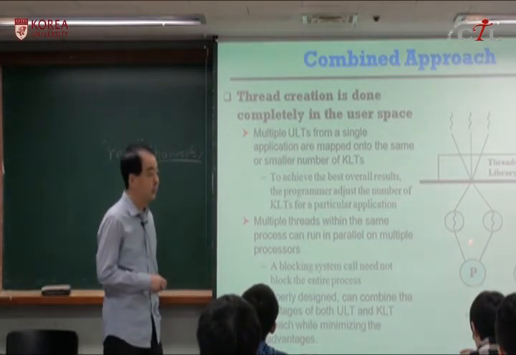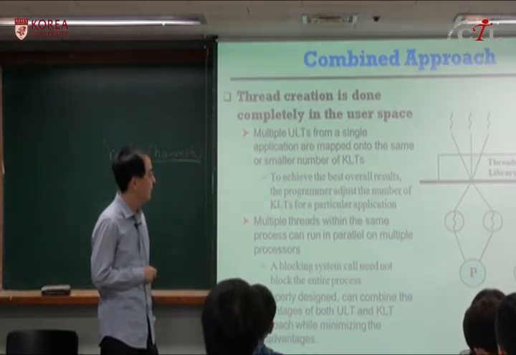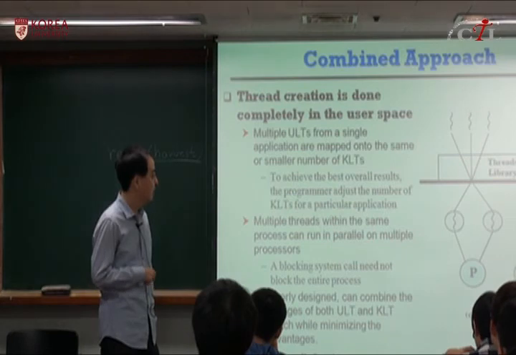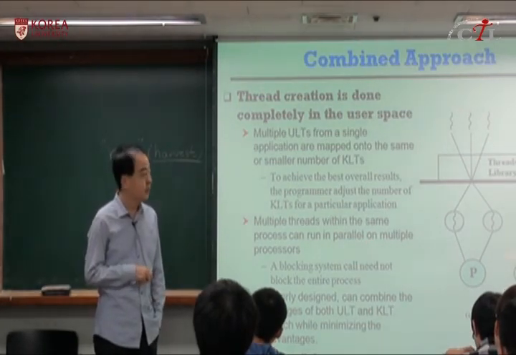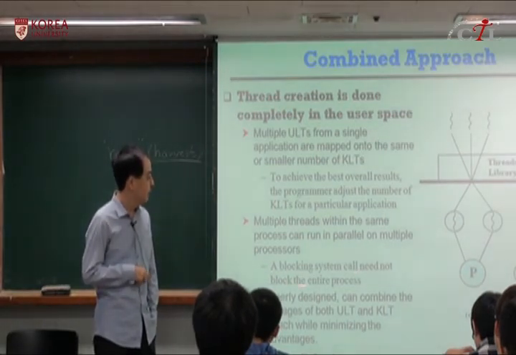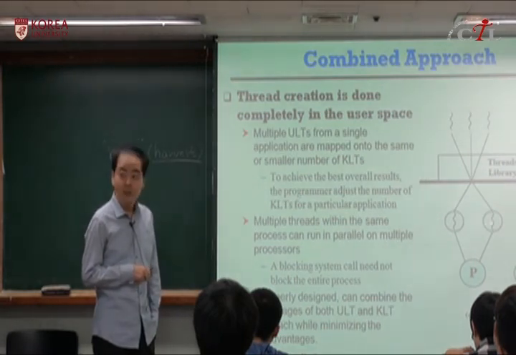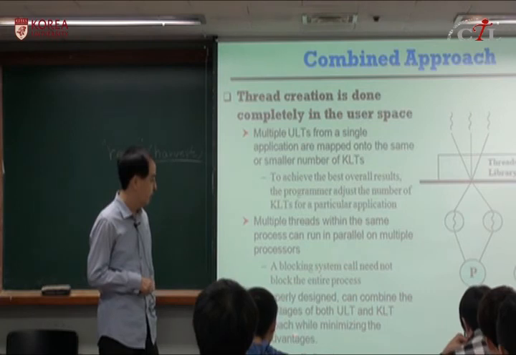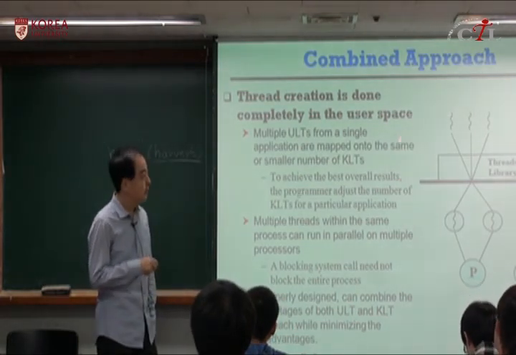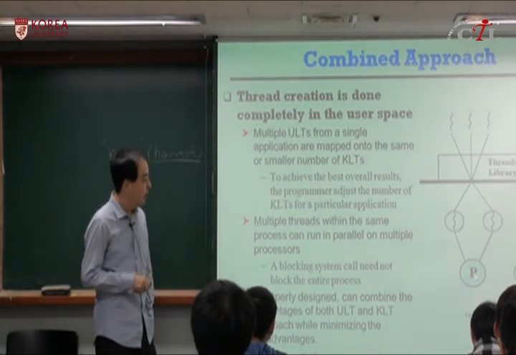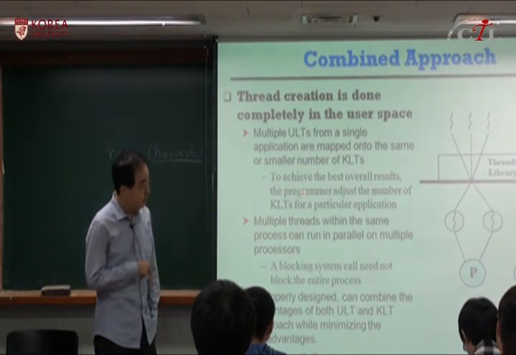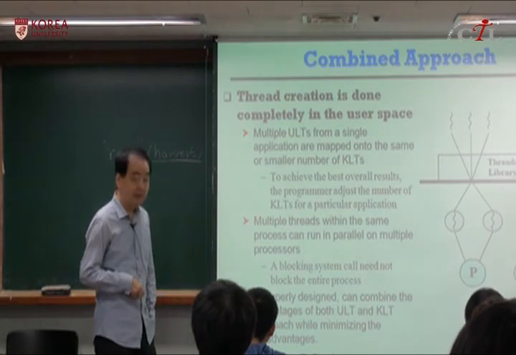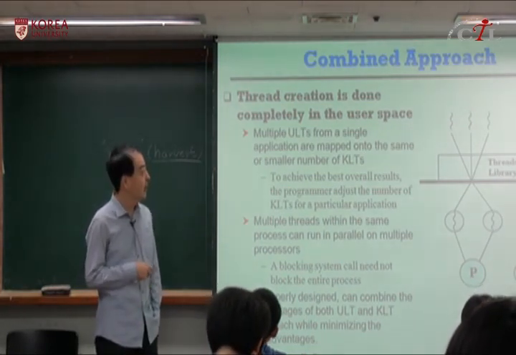Okay? And you can also take advantage of multi-process technology. The programmer can adjust the number of kernel level threads for particular applications. So multiple threads within the same process can run in parallel on multi-processors and also multi-cores because they support kernel level threads. And a blocking system call does not block the entire process. Okay, so the kernel supports multi-threading, and if properly designed, can combine the advantages of both user level thread and kernel level thread approaches while minimizing the disadvantages. If you do user level multi-threading combined with kernel level multi-threading, and as we have discussed, kernel routines themselves can be multi-threaded. So this example is known as Solaris. And we look at the Solaris example, how they support the combined approach.